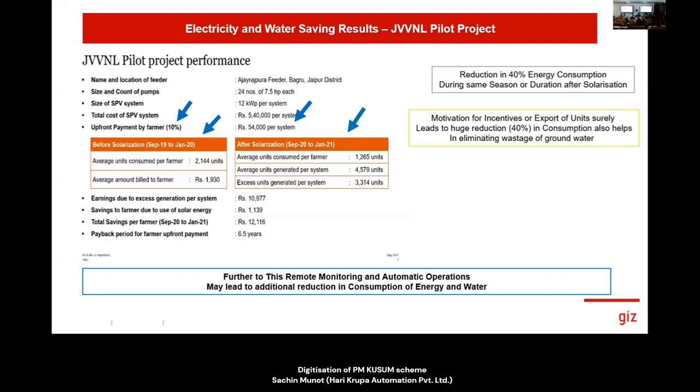The period was the same, September to January and September to January. And the average units consumed by the farmer has reduced drastically. We have seen in other presentations also of the results that average consumption has reduced after solarization. So it was 1265 units, and the money he has generated with this excess generation is roughly 11,000 rupees. So with this, we can say roughly farmers are motivated for implementation of this with solarization. Then there is a potential to reduce 40% of the electricity consumption and accordingly water consumption.